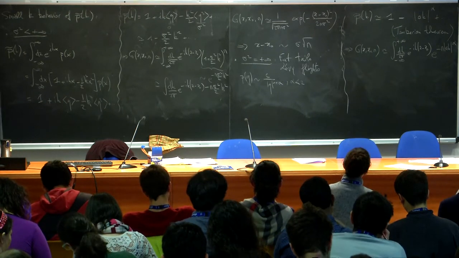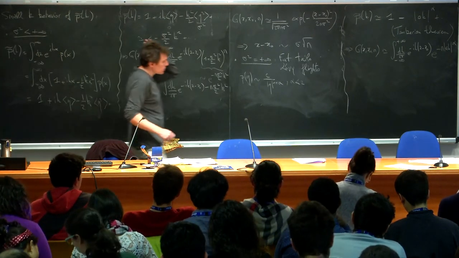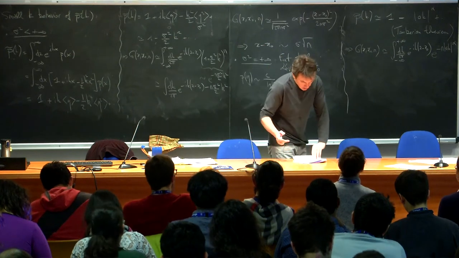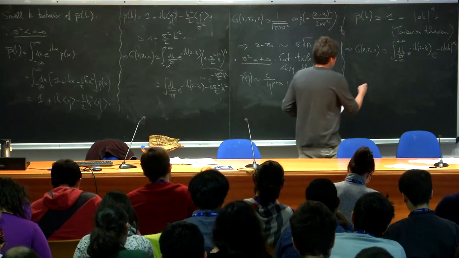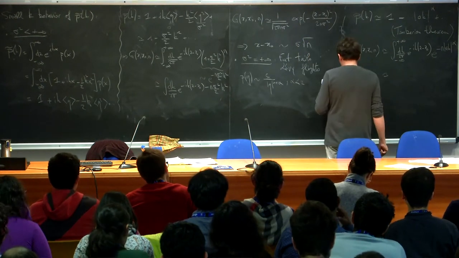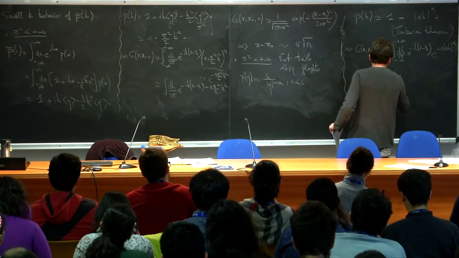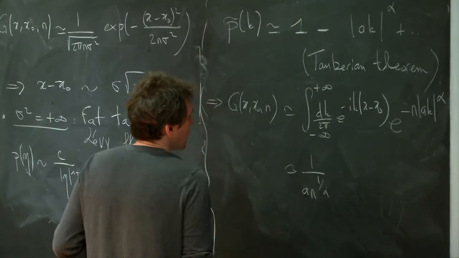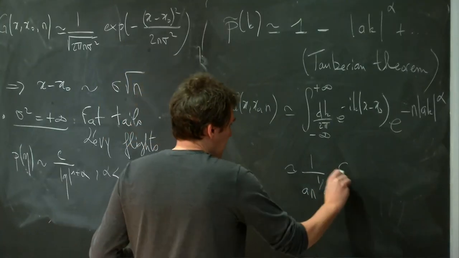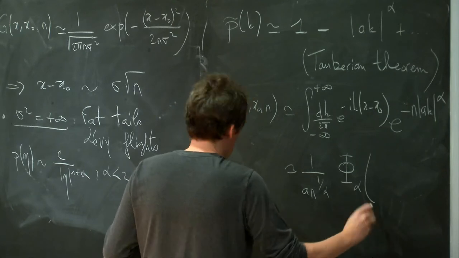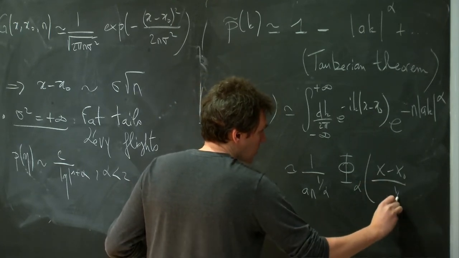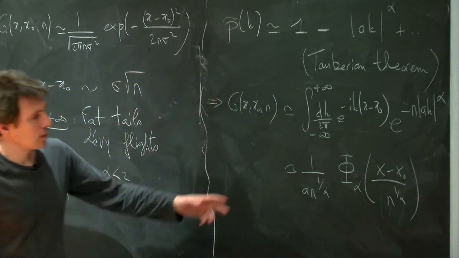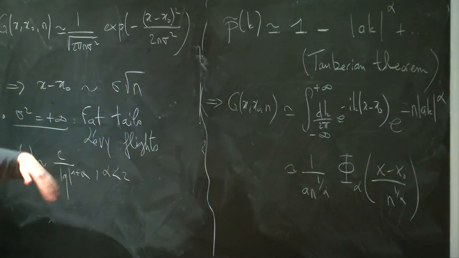Is that okay? So now this form here, you can actually put in a nicer scaling form, if you really want to write it in this way, as phi of alpha of x minus x naught n to the power alpha. Okay, so it's just some rewriting, a change of variable, and rewriting the things a little bit.